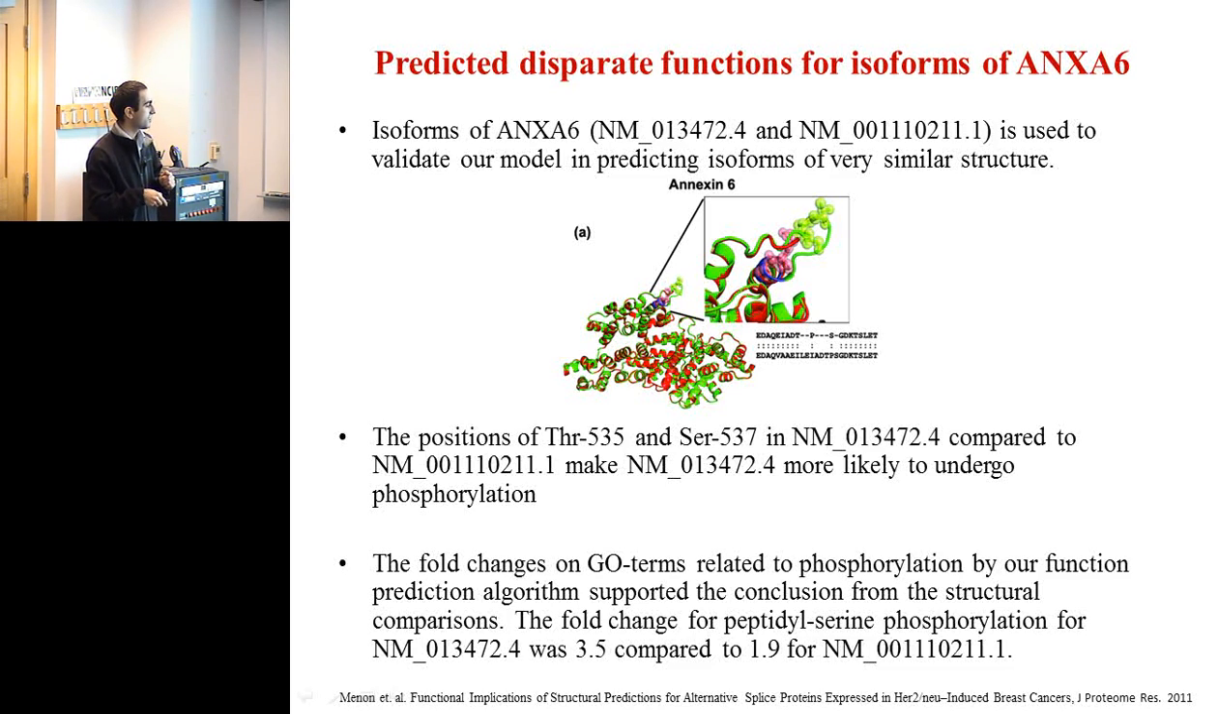So for example, for the GO term peptidyl serine phosphorylation, this one has a higher probability than the second one.